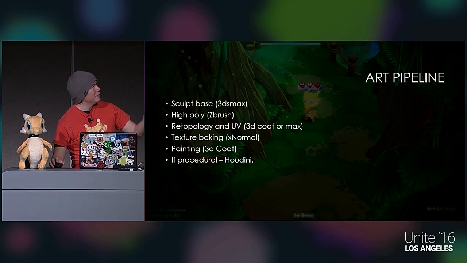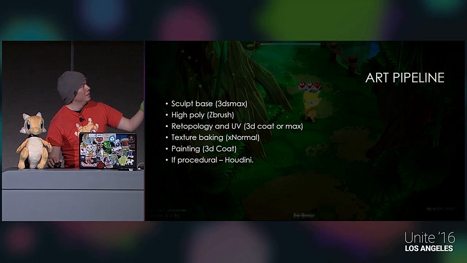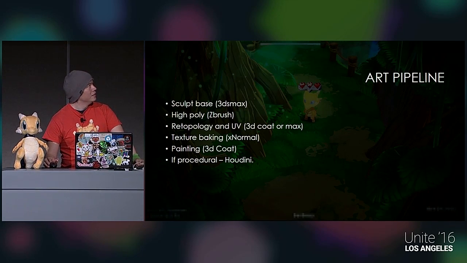So basically, this is the recap. It's 3ds Max for the base. Then I do the high poly model on ZBrush. Sometimes I do retopology and UV, that's mostly for characters, in 3D-Coat or in Max, depending on which mood I am in. So I do the texture baking on xNormal. Then I paint the model on 3D-Coat. And this is new: if the asset is procedural, then I go to Houdini.